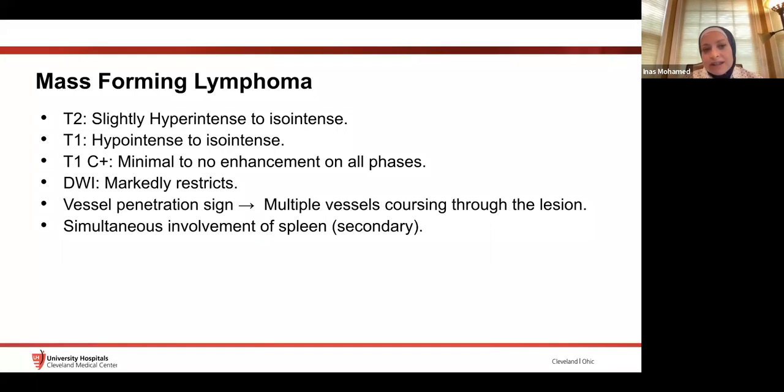Okay, T1 hypointense to iso-intense. On post contrast, it shows minimal to no enhancement on all phases. Diffusion is crazy, it markedly restricts. And what we talked about is a vessel penetration sign. You can even see the vessels coursing through the lesion. And you can have simultaneous involvement of the spleen.